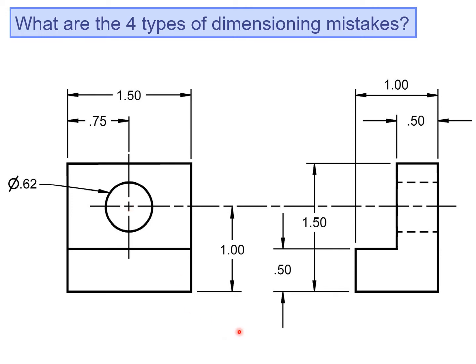Okay, so now another mistake that stands out is the leader. Remember, we avoid trying to use leaders that are almost horizontal or vertical. We try and give it an angle of about 45, 30, or 60 degrees, and you're just eyeballing it. It doesn't have to be exact. Another thing, the arrowhead needs to point towards the center of the hole.